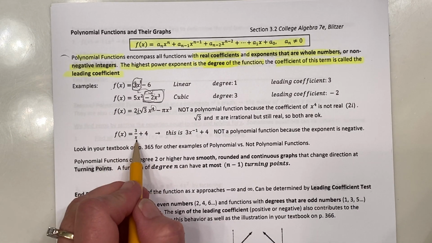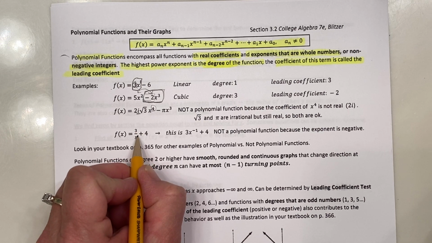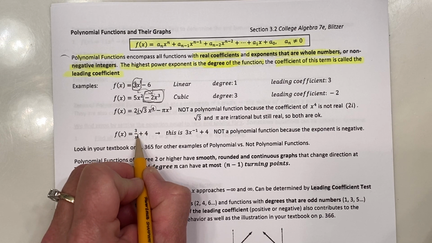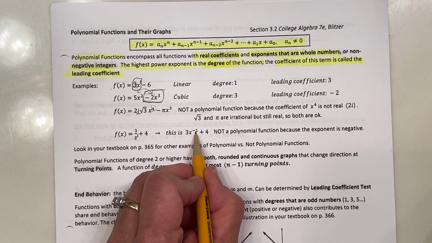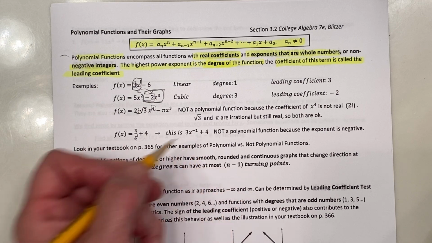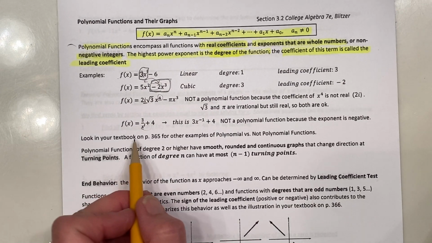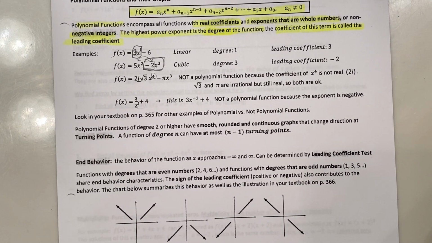Right, and this is not a polynomial equation because I need to get x out of the denominator. If there's an understood 1 exponent here, if I want to bring x out of the denominator, I adjust to make its exponent negative. Well, a polynomial can't have negative exponents. Okay. So it says look in your textbook for other examples, and that's the page I just shared with you.